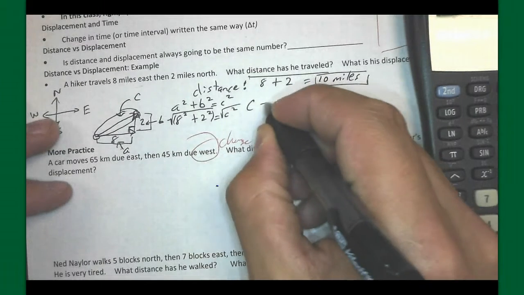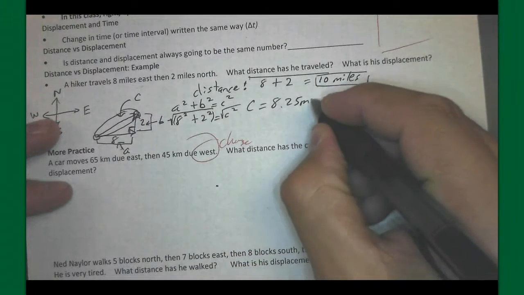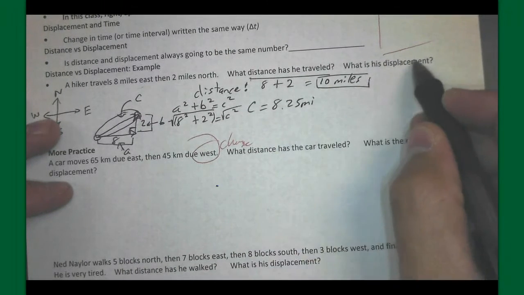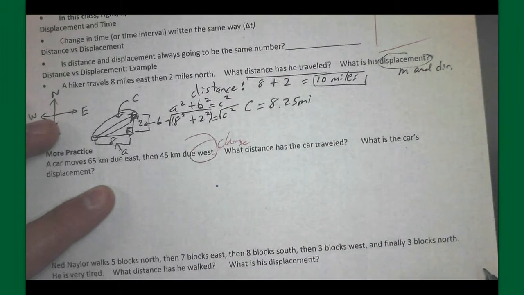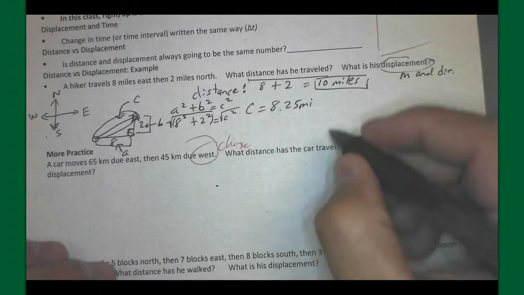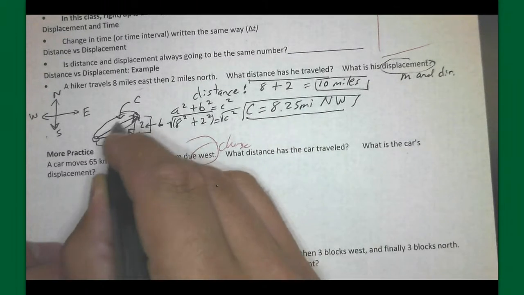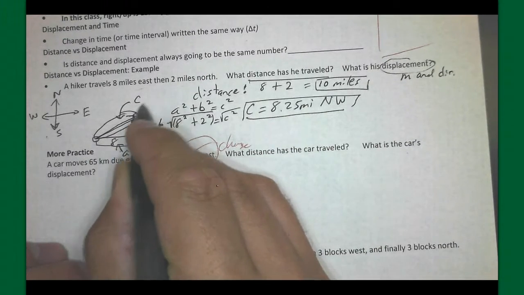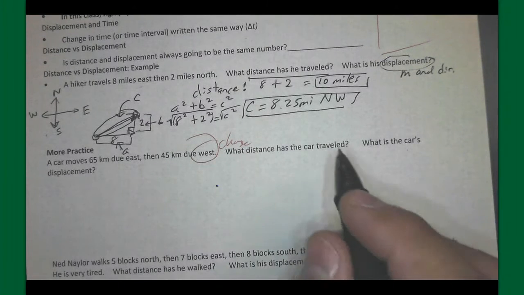So my C now equals 8.25 meters. But remember, or miles. Remember that displacement takes into account magnitude and direction. So this is not just 8.25 miles. We're going to indicate the direction right now just by saying northwest. It's on some northwesterly track. He's moving on a northwest path going in this general direction. Later on we'll use degrees and sine, cosine, and tangent to talk about the direction, but for right now that's all I'm concerned about.